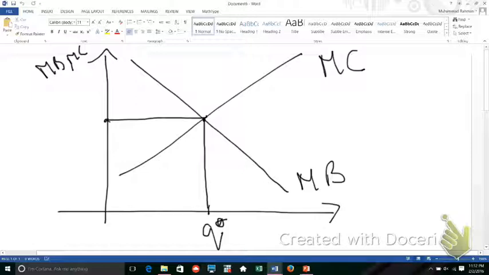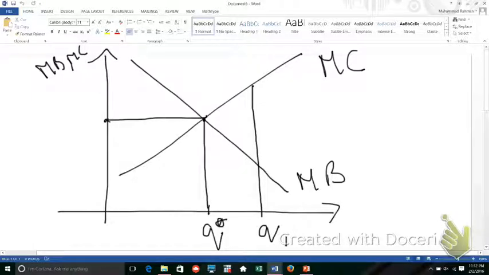equilibrium concept. The best way to understand that Q star is indeed socially efficient is to imagine output levels which are not equal to Q star. First of all, let's imagine an output level such as Q1.